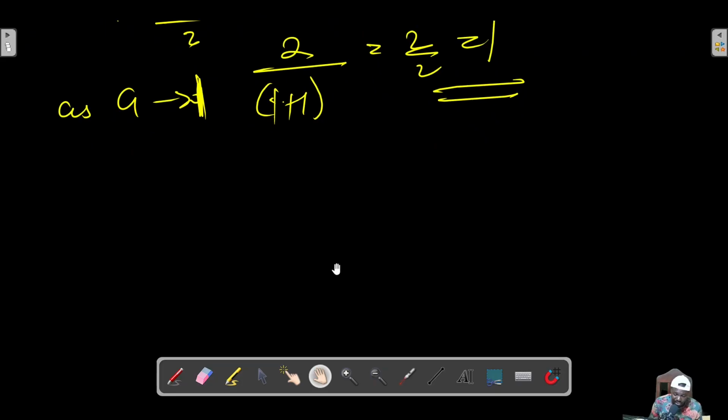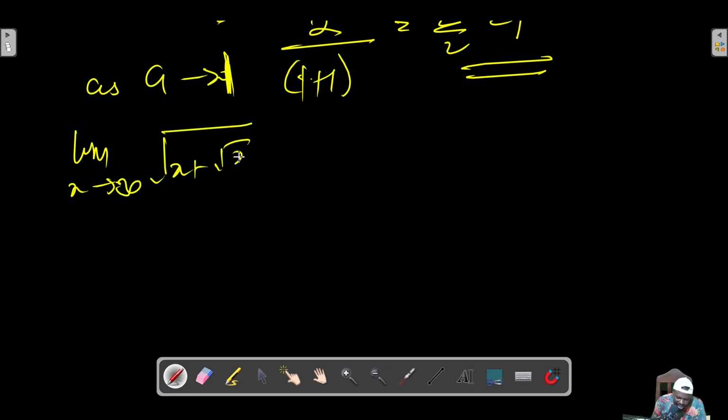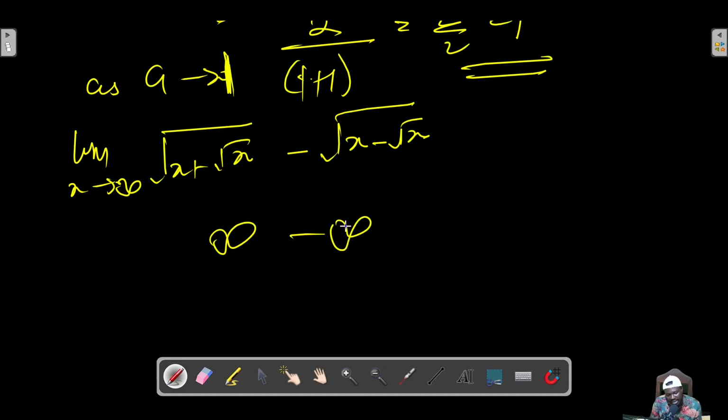That is so simple to understand. You can also try another problem as such. Let's try a last problem and then call it a day. Now, another problem is, say, the limit as x approaches infinity of root of x plus root x, minus root of x minus root x. Now you're also going to obtain the same form. After doing your direct substitution, you get infinity minus infinity.